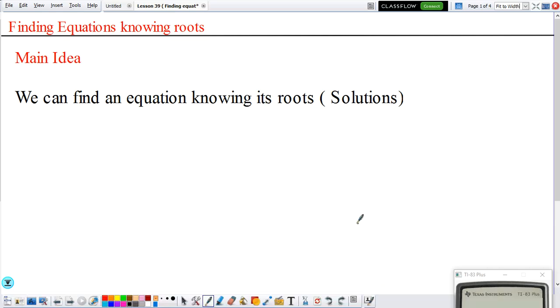Now today, we will see how we find equations whenever we know the roots or we know the solutions for that equation already. The main idea here is that we can find an equation when we know the roots or when we know its solutions. There are times where you know the solution and you want to know where those solutions come from, and for that we use this method. Okay, so let's introduce the method here.